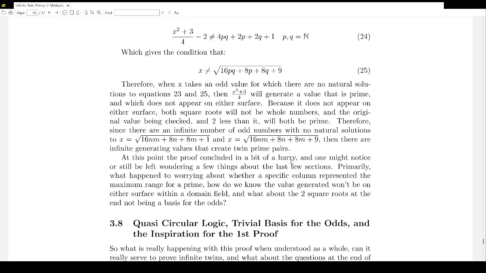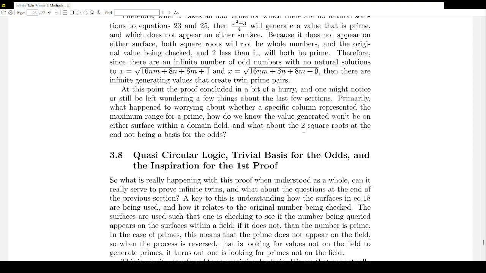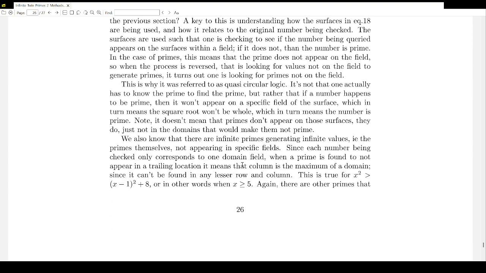At this point, the proof concluded in a bit of a hurry, and one might notice a few things about the last sections. What happened to worrying about specific columns, something I was talking about in this? Even though this was kind of obvious to me at the time, I never really proved that part rigorously, and I wasn't happy with it. It basically amounts to proving that there's an infinite number of values not on two other surfaces, and here's two other surfaces that you end up being able to use under these square roots. And then I just talk about that here.